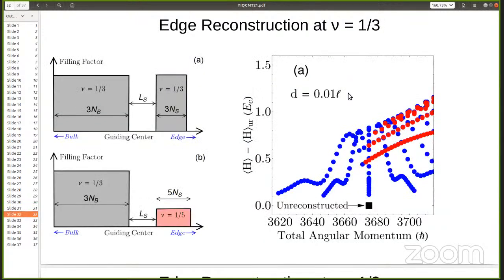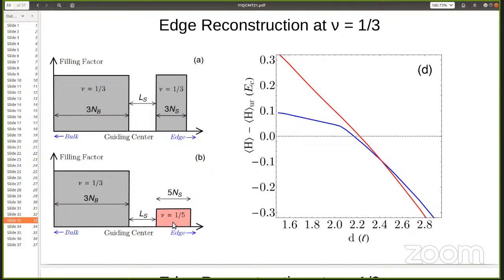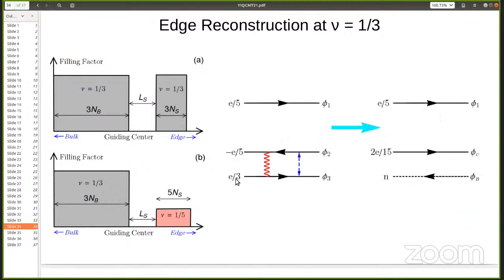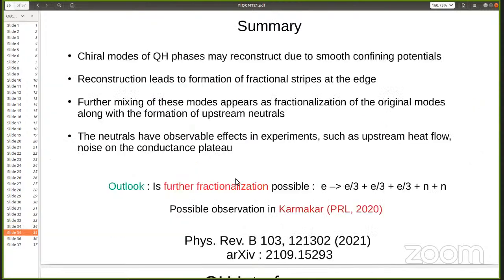Then we repeated this similar exercise on nu equals 1/3, and we found a very similar result: essentially a fractional filling is always preferred, which would imply that there could be neutral modes even at Laughlin states. It would have very similar experimental consequences. So okay, let me just summarize.